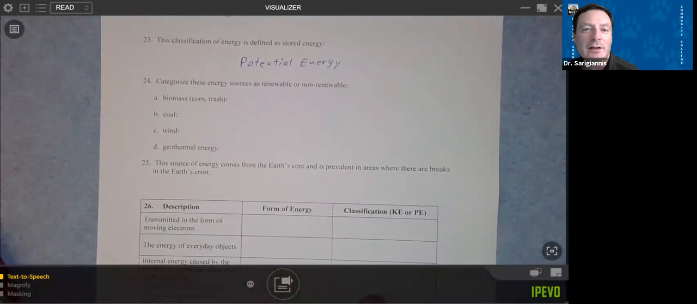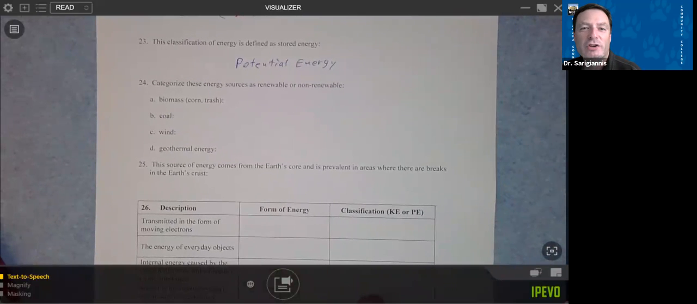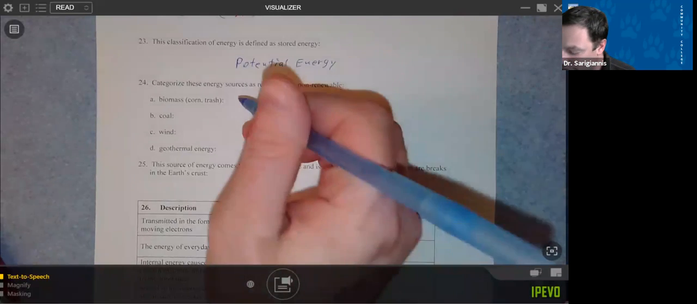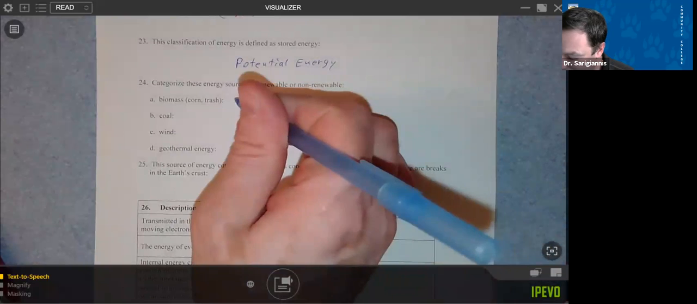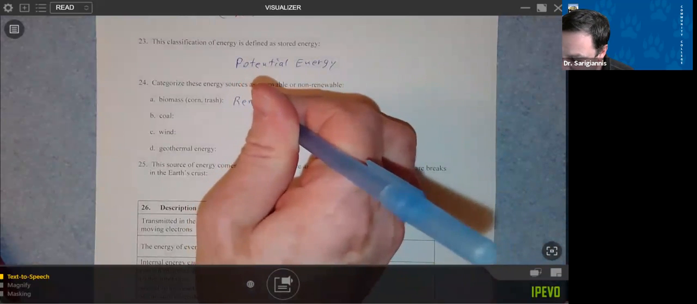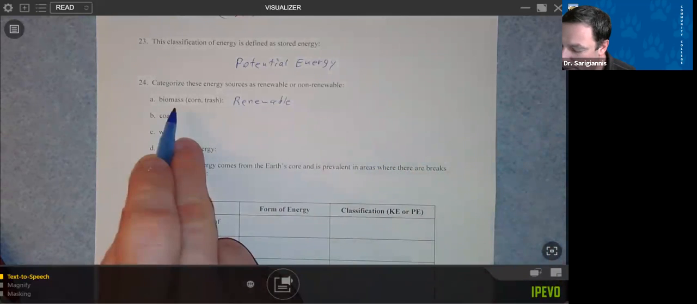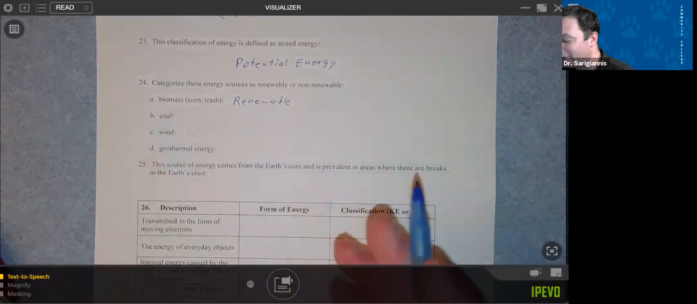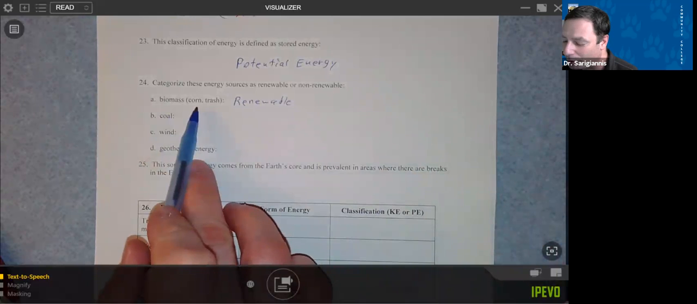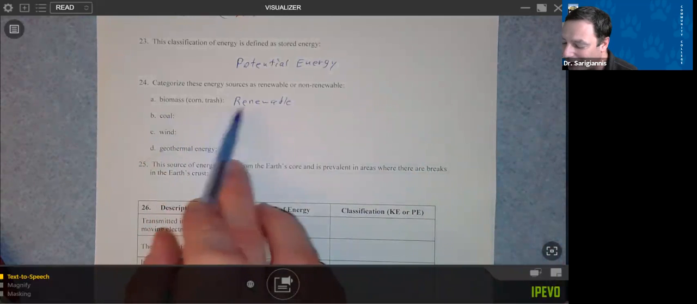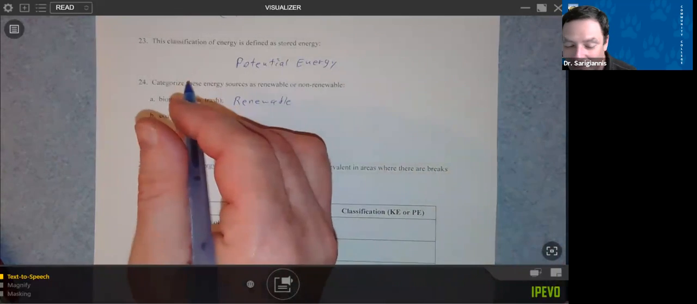And then categorize these energy sources as renewable or non-renewable. Again, just take a minute to think about these for yourself. Pause the video, and I'll go through and give you the answers here. We've got renewable biomass, right? Corn, trash, etc. You can always grow more corn, and we generate a lot of trash, so this is renewable.